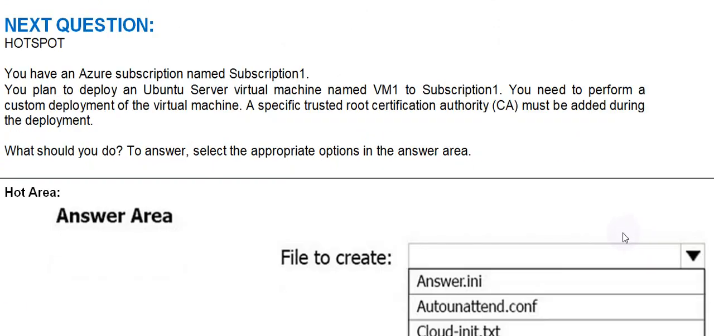Our next question is, you have an Azure subscription named subscription 1. You plan to deploy an Ubuntu server virtual machine named VM1 to subscription 1. You need to perform custom deployment of the virtual machine. A specific trusted root certification authority must be added during the deployment. What should you do? To answer, select the appropriate option in the answer area.